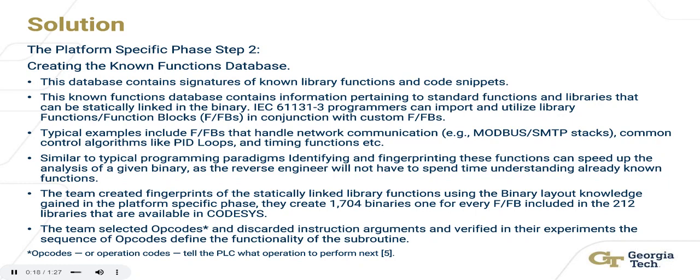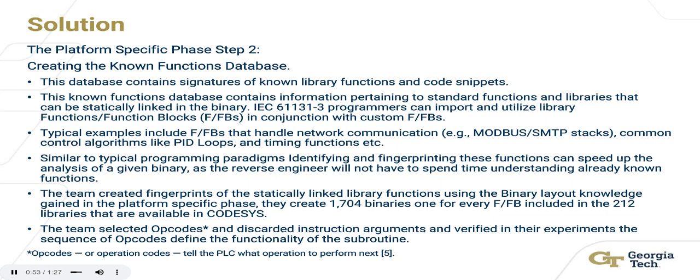IEC 61131 programmers can import and utilize library functions and function blocks in conjunction with custom functions and function blocks. Typical examples include functions that handle network communications, such as the Modbus and SMTP stacks, common control algorithms like PID loops, and timing functions. Similar to typical programming paradigms, identifying and fingerprinting these functions can speed up the analysis of a given binary, as the reverse engineer will not have to spend time understanding already known functions.